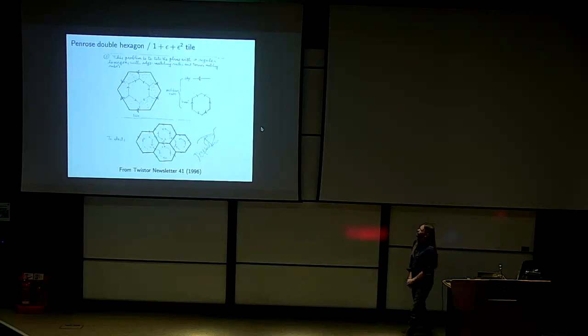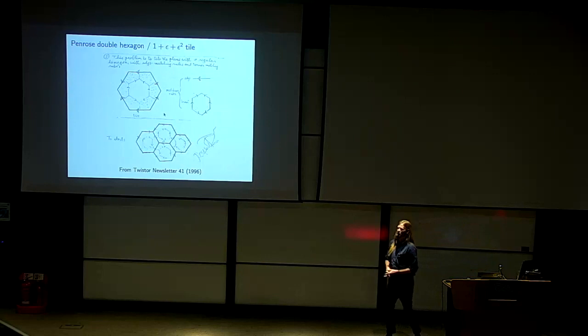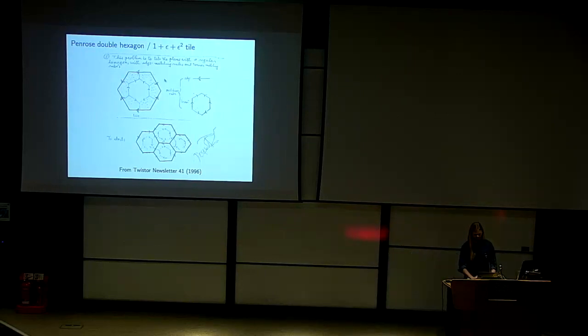So let me start with quickly describing the Penrose double hexagon, or 1 plus epsilon squared tile. So yeah, not quite so well known as these other tiles, but also very beautiful. We have this hexagon here with marked edges, and as you can imagine, we must place these so that the arrows match on the edges. But we also have this vertex rule. So once you've pieced together your tiling, you have to be able to put these smaller pieces onto the vertices.